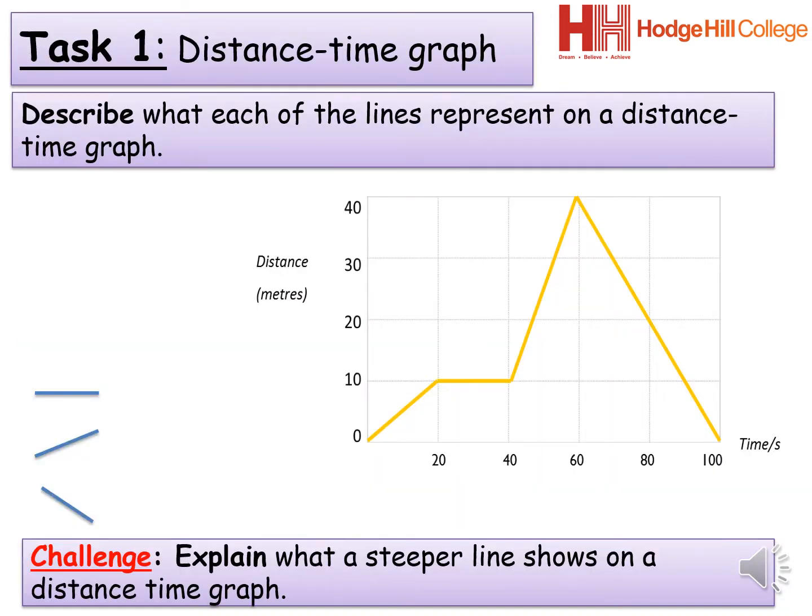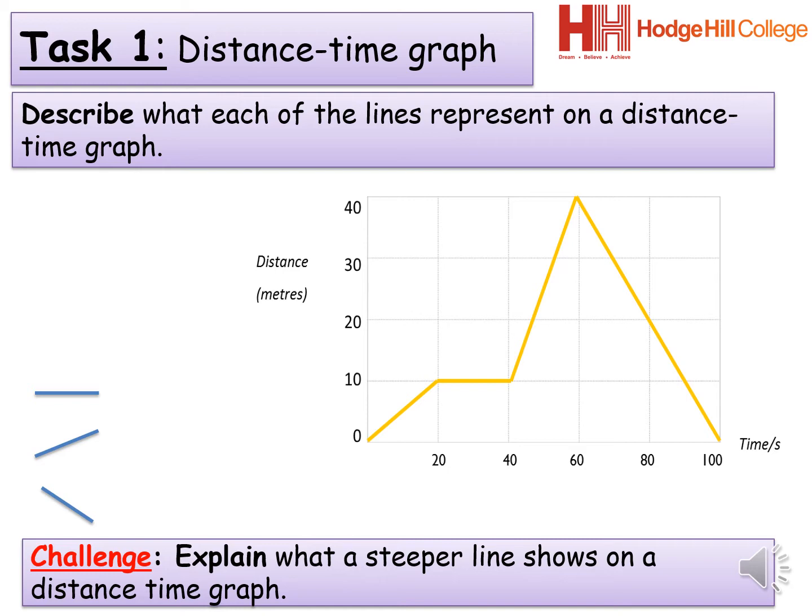So a distance time graph displays distance against time. On the y-axis we have distance, and on the x-axis we have time. And on a distance time graph we usually have three different types of lines. We have a straight line, a line going upwards, and a line going downwards. So what do these lines actually mean?